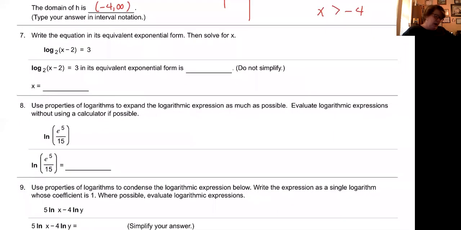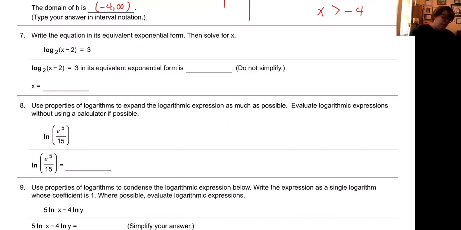Problem 7, write the equation in its equivalent exponential form and then solve for x. So this is our first solving of logarithmic equations. And to solve this logarithmic equation, you're going to write it as an exponential. So the first step is just to write it as an exponential. Don't solve it or anything like that. Just write the logarithmic equation as an exponential equation.